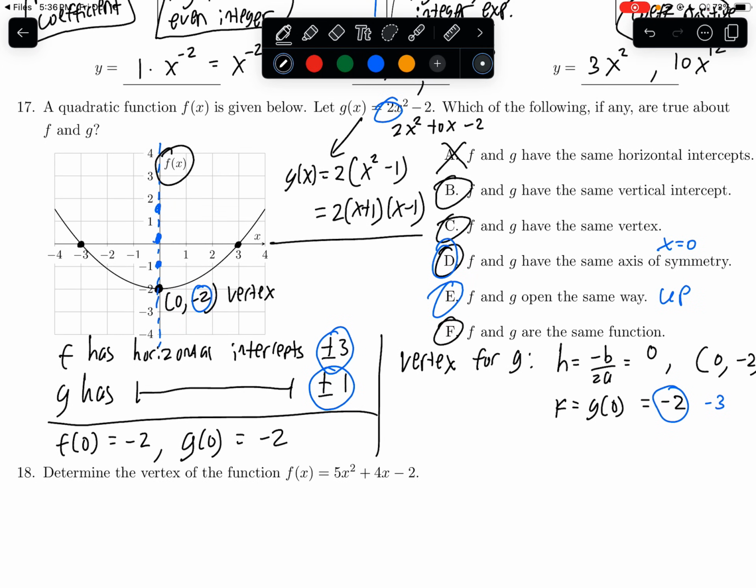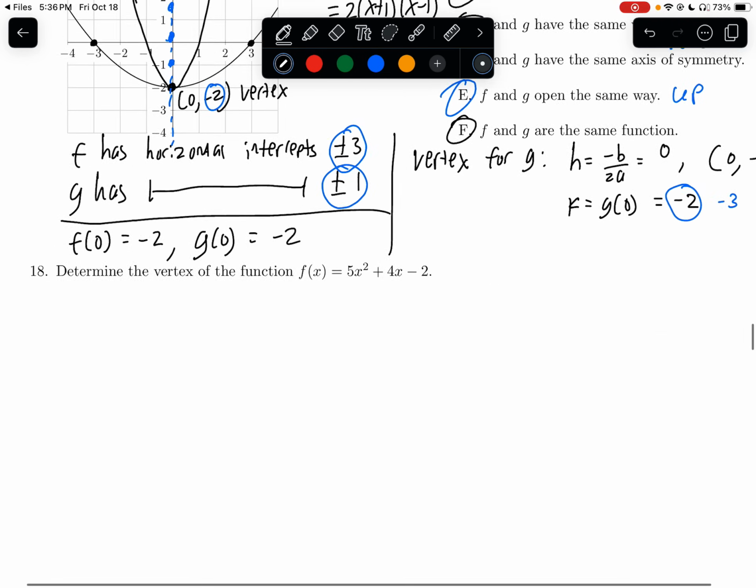G of x actually looks something like this. So it's approximately g of x. They're not the same function. All right. Determine the vertex of this one.